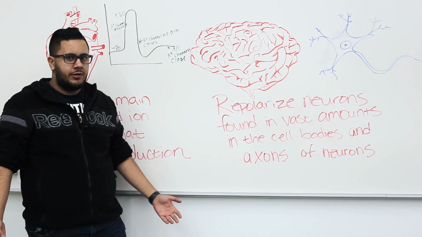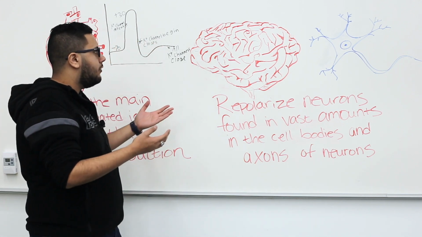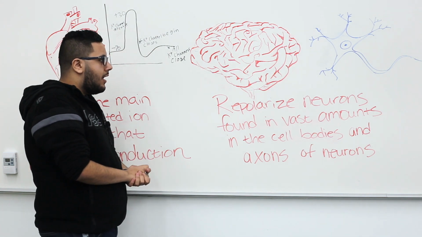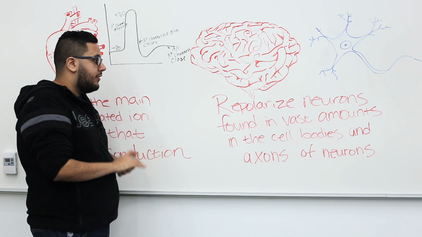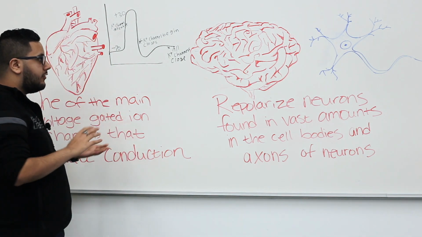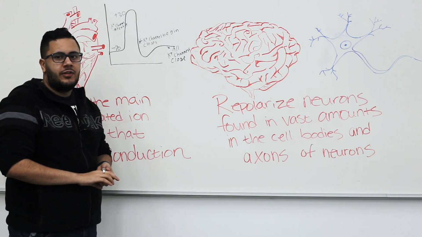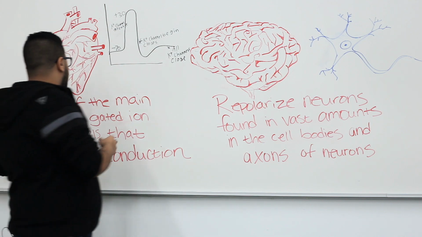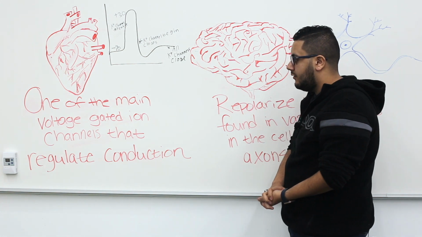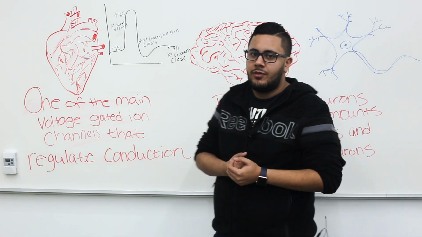Okay, so let's look at the big picture here. Why is this channel so important? This channel is found in neurons. It is responsible for repolarizing neurons, and it is found in vast amounts in the cell bodies and axons of neurons. Without this channel, repolarization would not occur in the action potential of neurons. In the cardiac system, the channel is one of the main voltage-gated ion channels that regulate conduction, and if we do not have this channel, we will not have conduction within the cells of the heart.